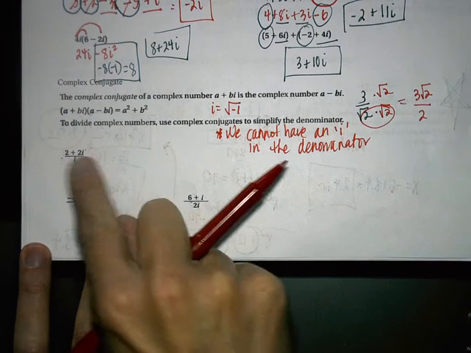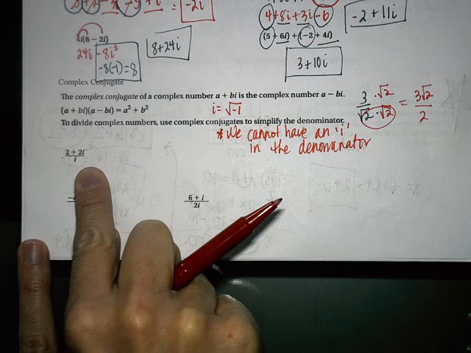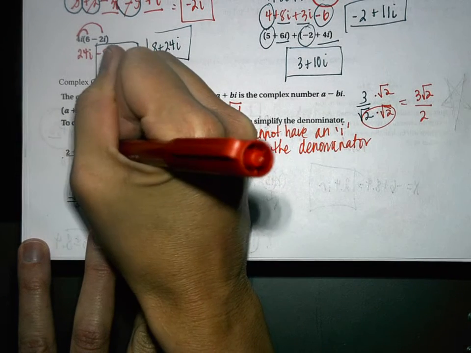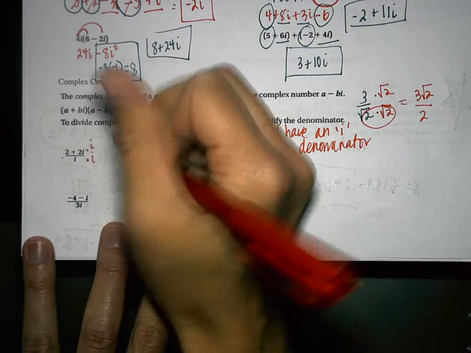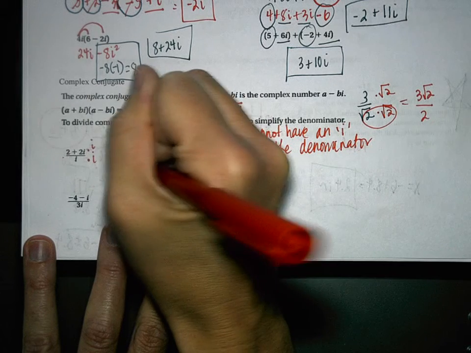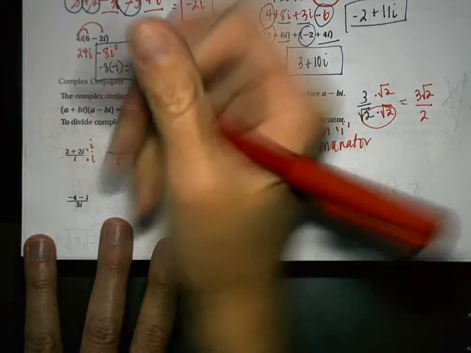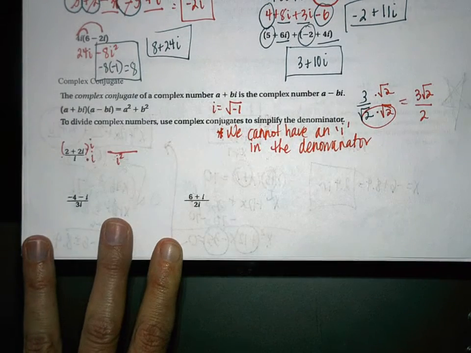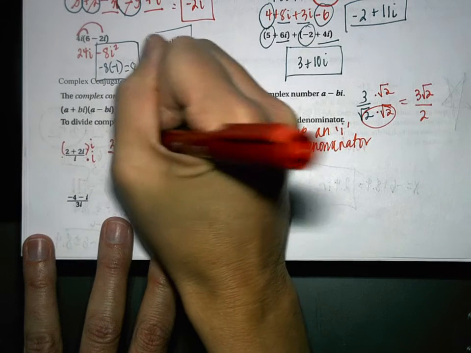So on this problem, since I have an i in the denominator, in order to eliminate it I multiply both the top and the bottom by i. My denominator, i times i, makes i squared. I'm just going to write it as i squared so I can see what's happening. This means I have to multiply everything on the top also by i. So I end up with 2i plus 2i squared.